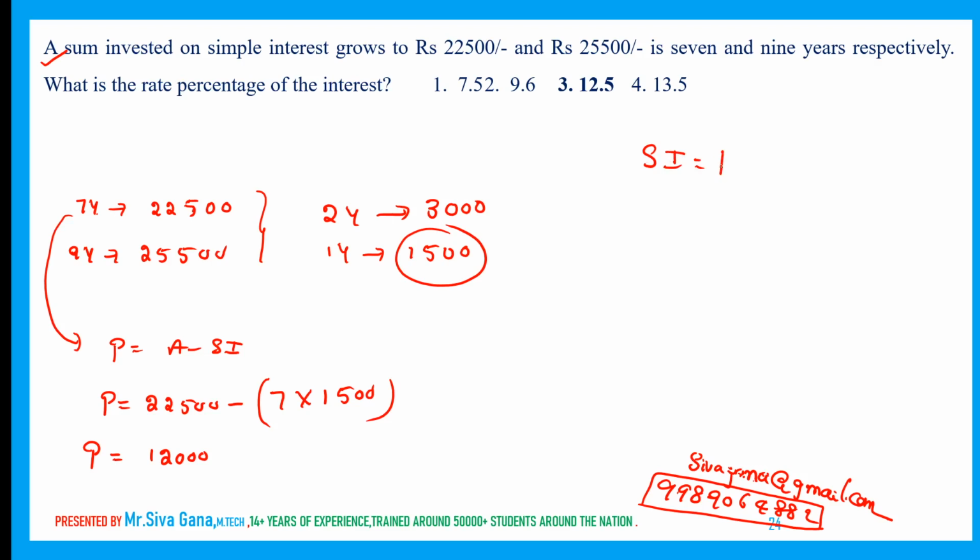Now I am using what we need, the rate of interest. SI is equal to PRT divided by 100. This is what I am using. For 1 year I am going to use 1,500 as the interest. The principal is 12,000. The rate of interest needs to be calculated for 1 year, divided by 100. These two zeros get cancelled. So 1,500 divided by 12.